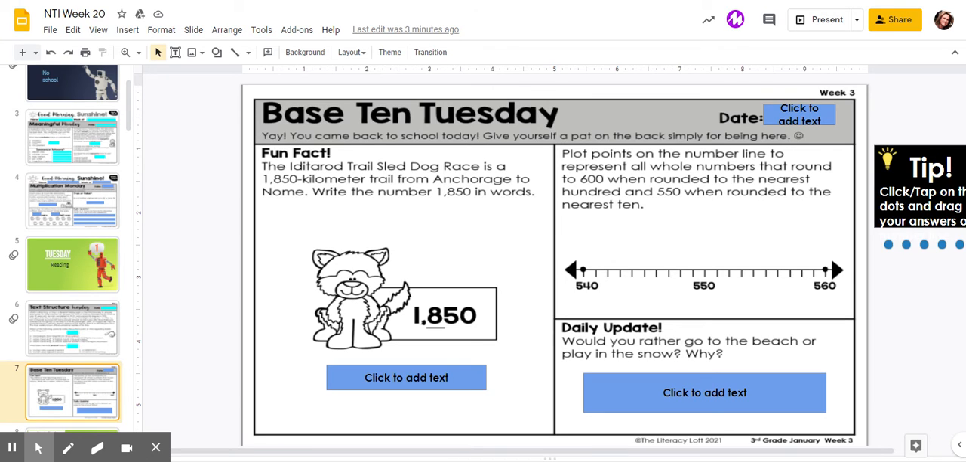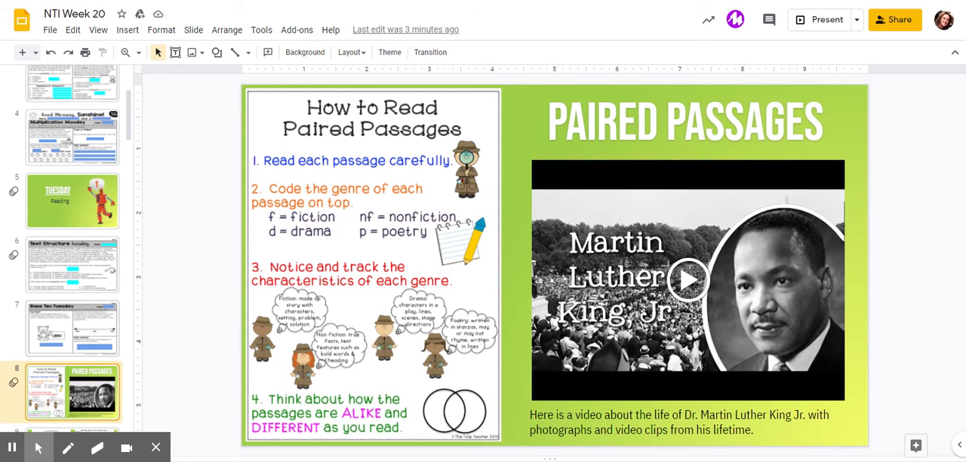Okay, as I said a couple times in reading, we are focusing on Dr. Martin Luther King Jr. And we are going to do that by looking at paired passages. Paired passages are 2 passages on the same subject, but they are 2 different genres. They're 2 different types of reading. One of them is going to be a poem, or one of them is poetry. The other one is nonfiction.